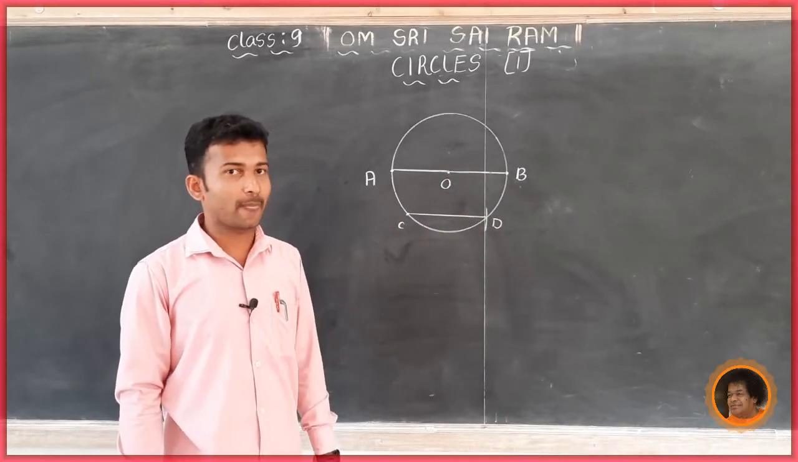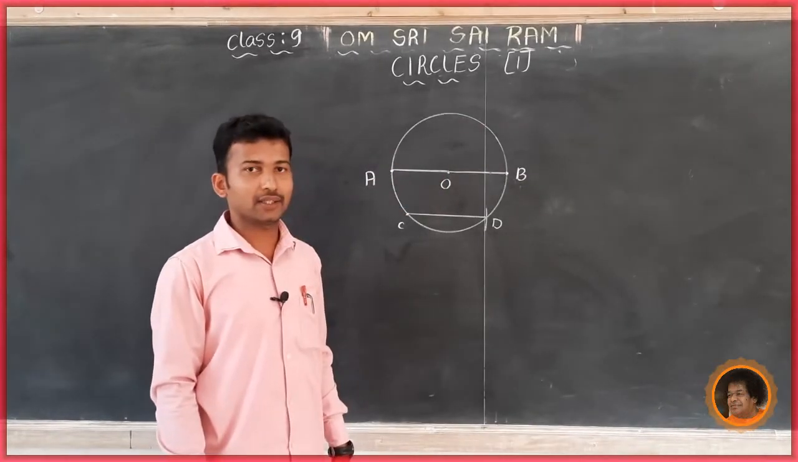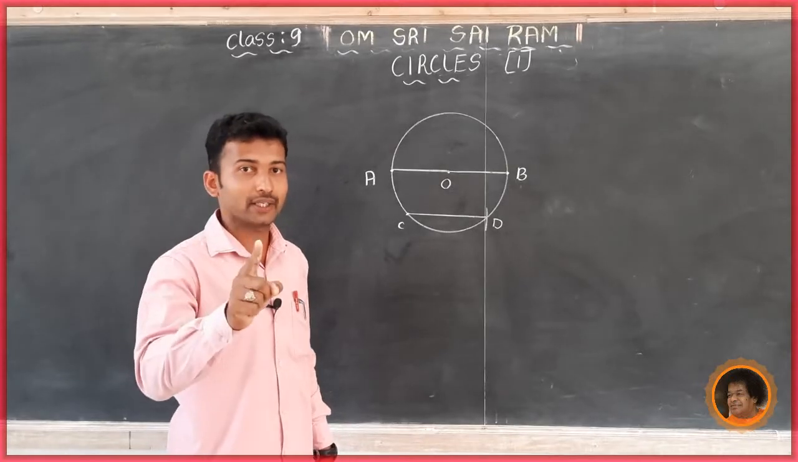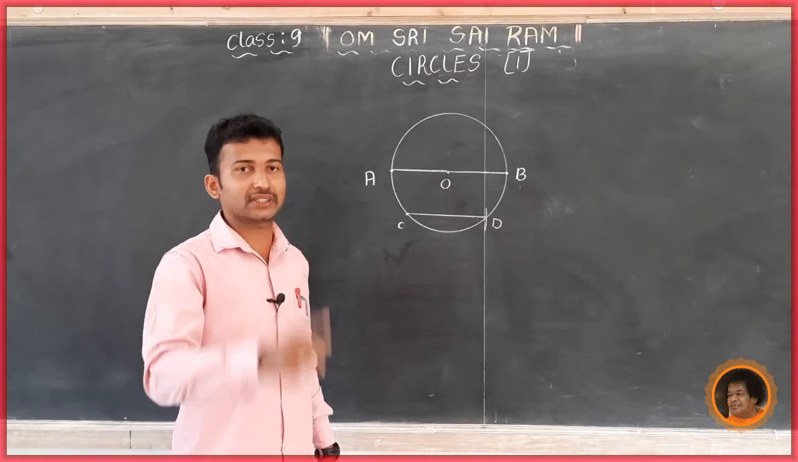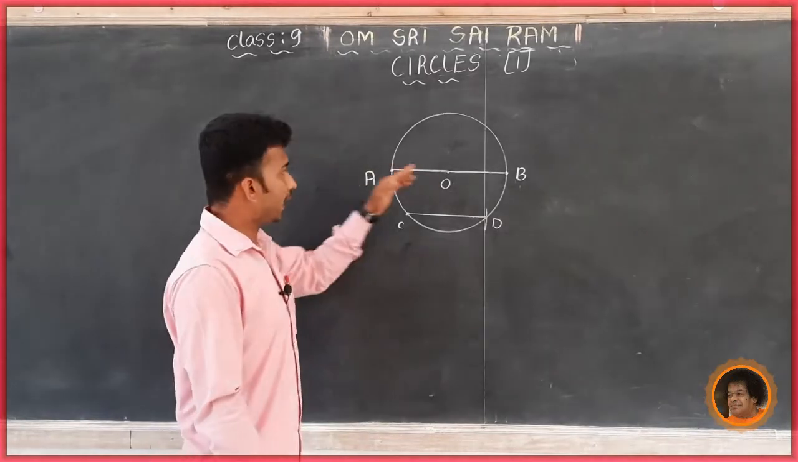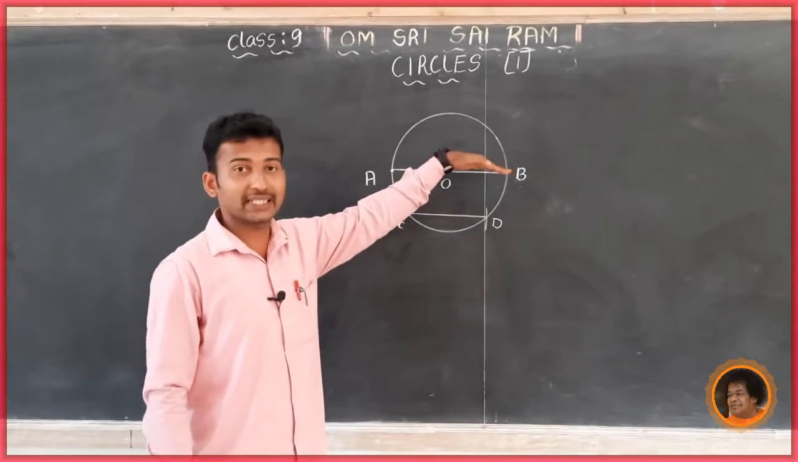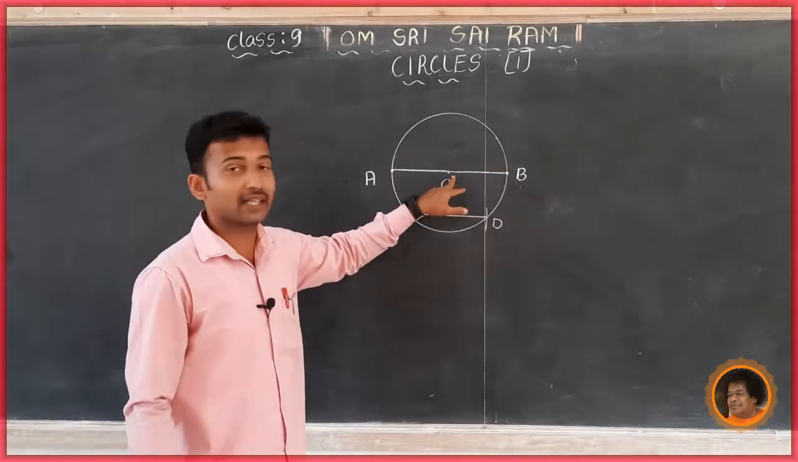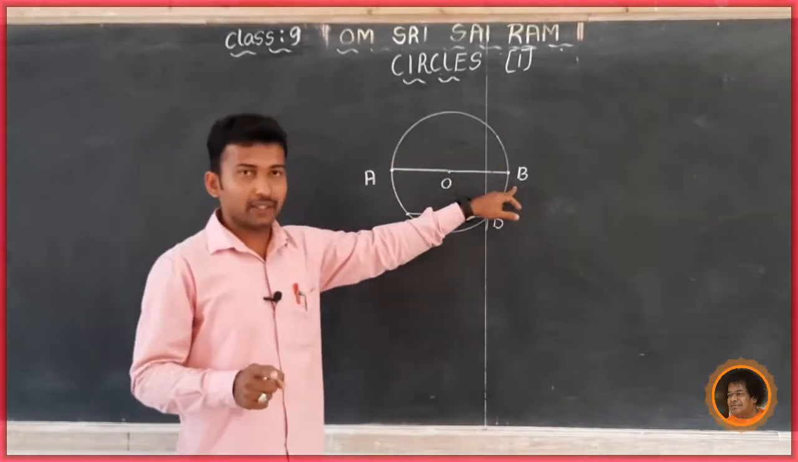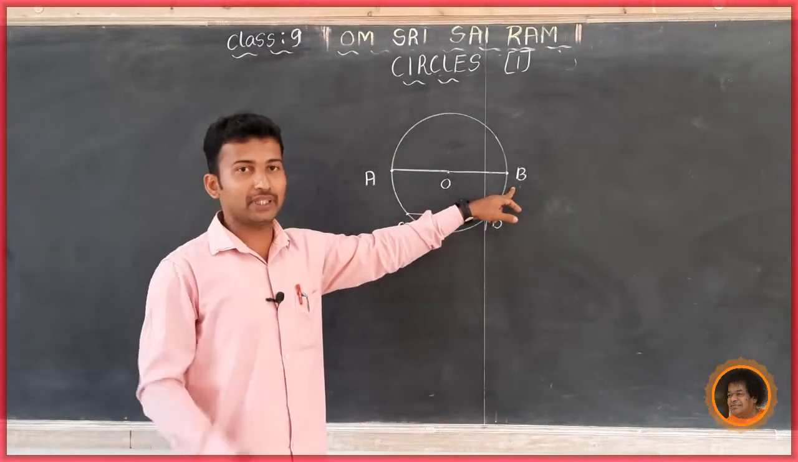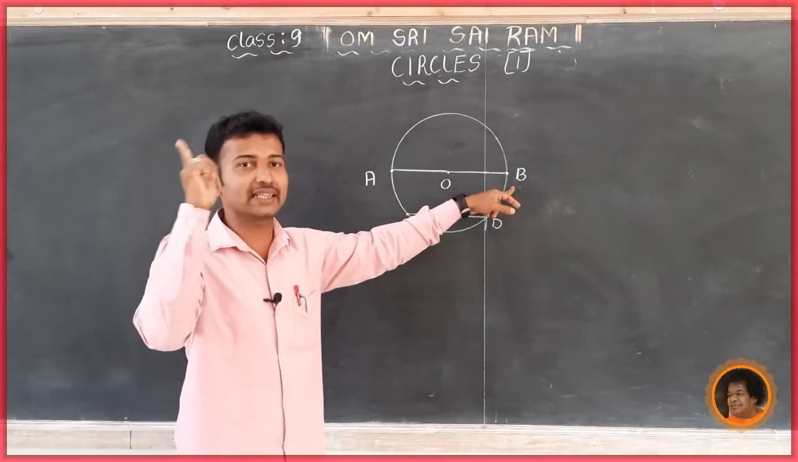Similarly, AOB is also a chord, but it passes through the center of the circle, that is O. So, AOB is called the diameter, or the longest chord of the circle.